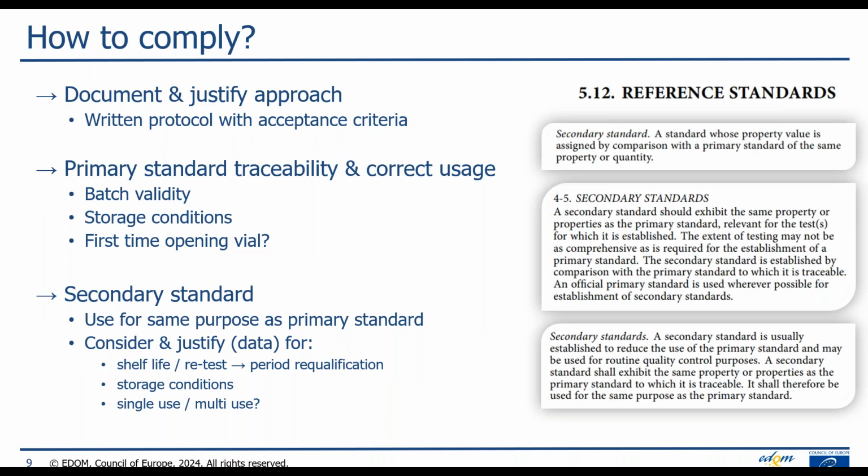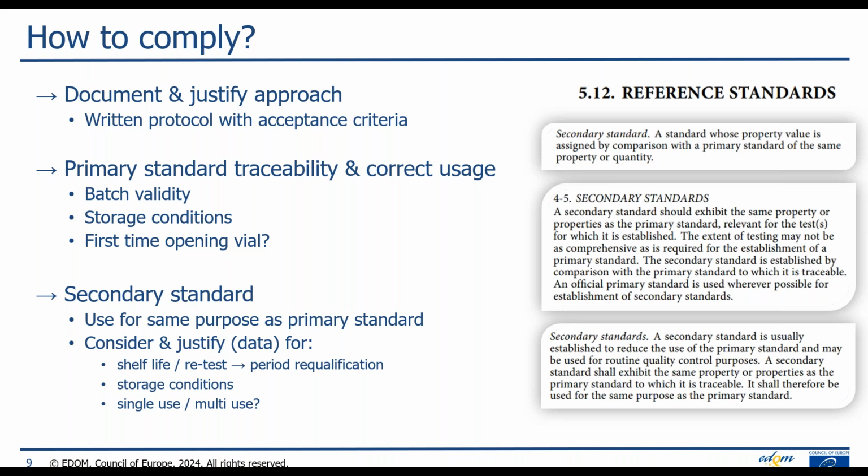So how to comply with these requirements then? Firstly, it's very important to document and justify the approach if you're going to qualify a secondary standard. So there should be a written protocol documented in advance of the exercise with the acceptance criteria defined. The primary standard should be traceable and be used correctly, as I previously mentioned. This would be in accordance with the information leaflet and the instructions for use. So again, we're looking at batch validity, storage conditions, and we would check if it's the first time the vial is being opened.